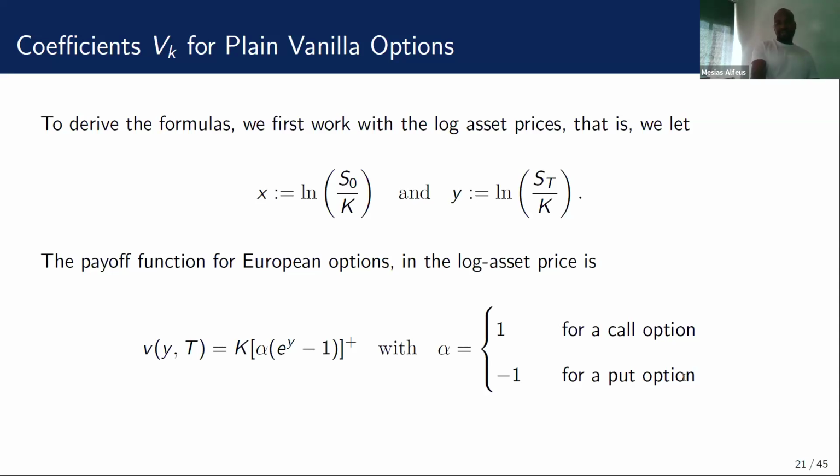Instead of ST, you can write ST as e to the power y times K. If you look at the second equation, just take the exponent and multiply by K, and then you will get that payoff function in terms of the log asset price.